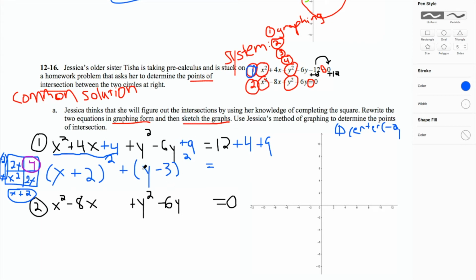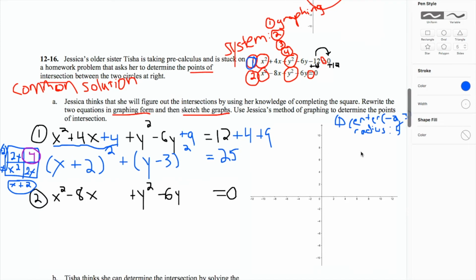We'd have -6y if we FOILed this out, or use a generic rectangle to confirm our answer is correct. So now I have 16 here. We added 9 to it. Perfect. That gives us 25. So that means our center here is going to be at (-2, 3), and our radius is going to be 5. All right, we're on to number 2.